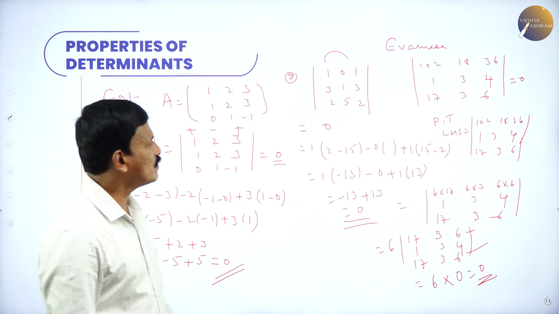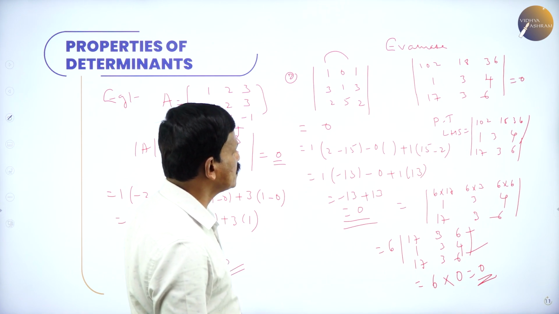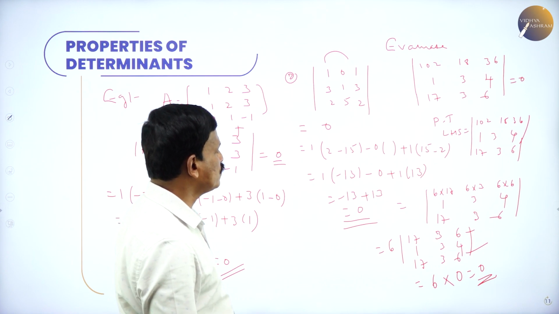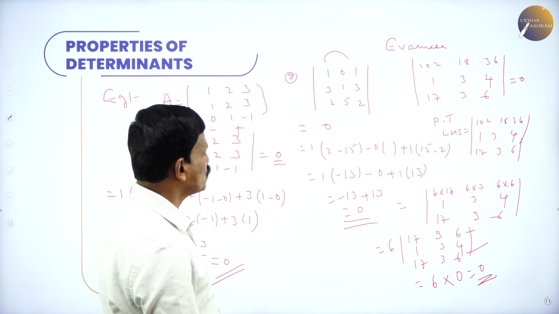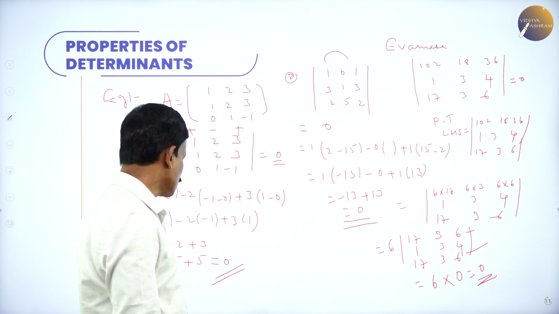So you should verify. Since it is the multiples of 6, 6 into 17, 6 into 3, 6 into 6, you can remove 6 common factor, you will get 17, 3, 6, 1, 3, 4, again 17, 3, 6. Two rows are same, therefore the value of the determinant is equal to 0.